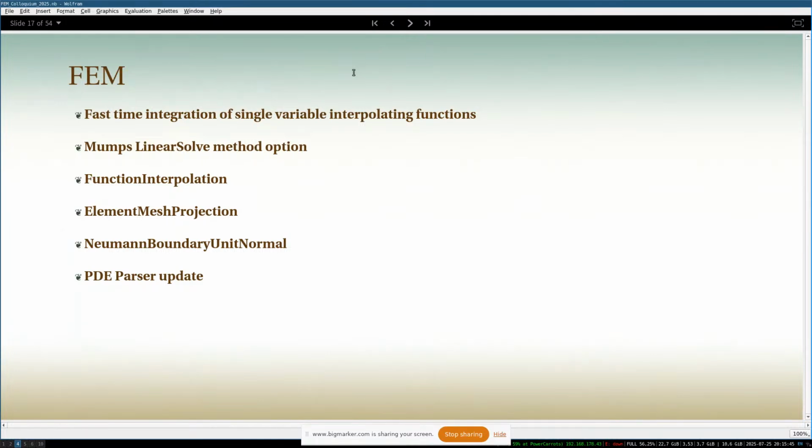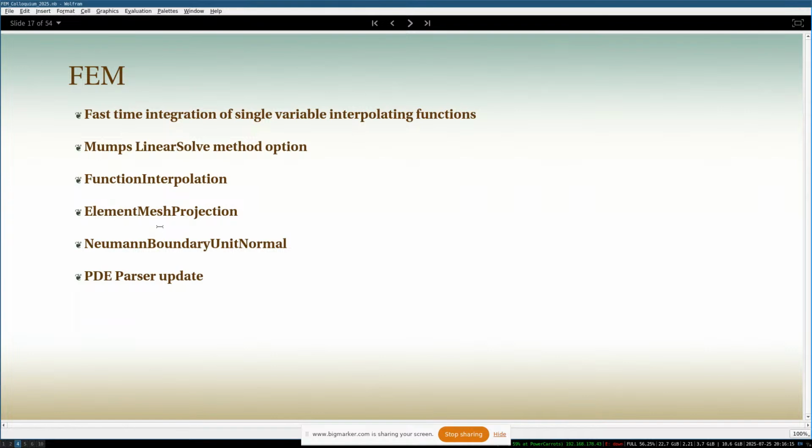What's new in the FEM regime? We've implemented fast time integration if one of the PDE coefficients is an interpolating function of a single variable. That is now much more efficient than it was before. MUMPS is becoming a new method option for linear solve, and I'll get to that again in a minute. There's an updated function interpolation. I'm also going to show something about that in a second. And we have element mesh projection.